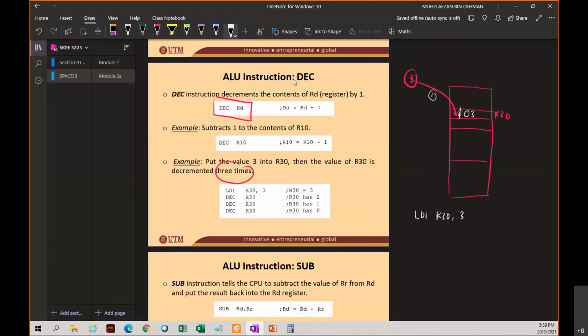Okay, after you execute this instruction, 03 akan disimpan dalam R30, and then you're going to decrement this value here how many times? 3 times. So DEC R30, DEC R30 dah 2 kali, and DEC R30 dah 3 kali. So after you execute the last instruction here, what happened to your R30? Apakah value R30? So now R30 value dia adalah 0.